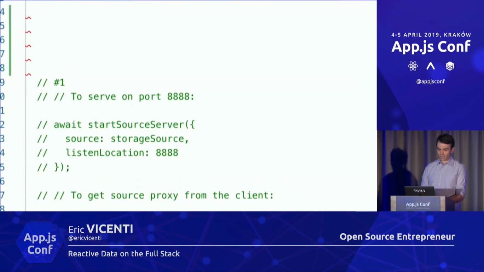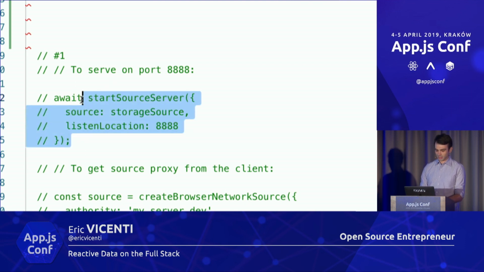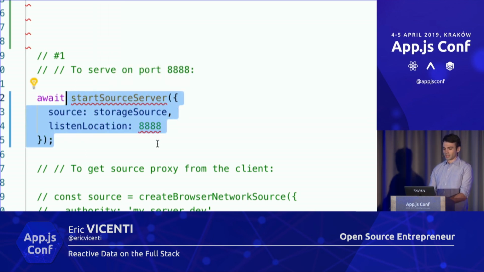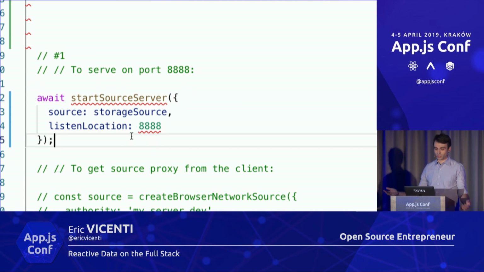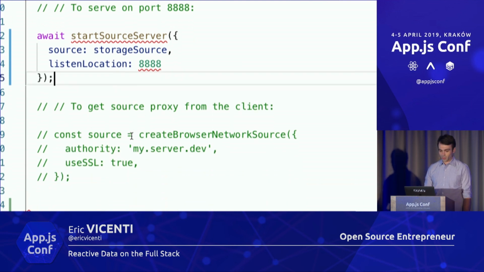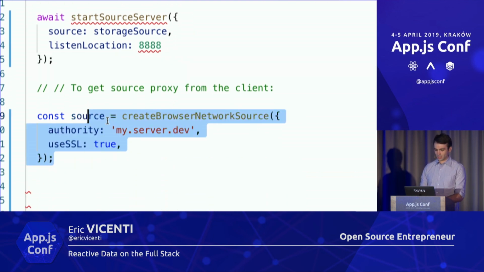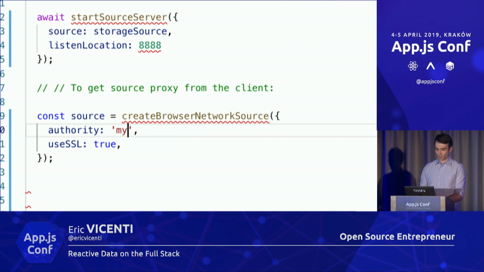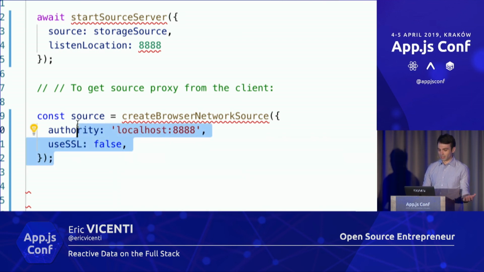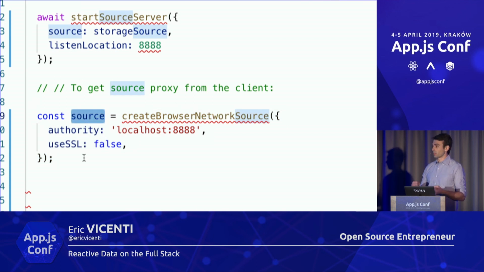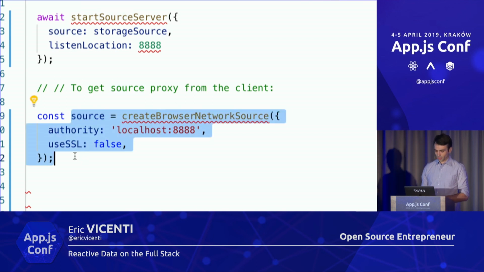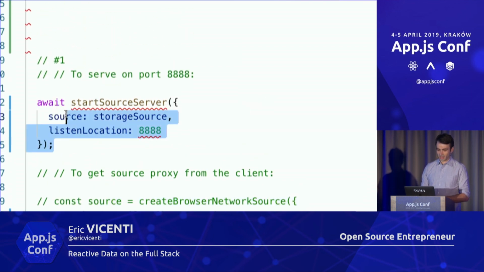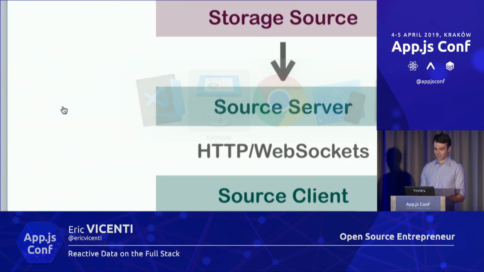Next up, we can go ahead and serve this over the network. This is kind of pseudocode. It's not really going to work right now, but this is what it would look like if we wanted to just serve this source on port 8888. From the client, if we wanted to consume that same source, it would be here. We say the authority is basically a poorly named host, localhost 8088. This is going to be how we want to access it. And use SSL during development would be false. Anyways, this is the client. And now we have a source that we can consume on the client that is really proxied to our server. Obviously this is in the same file, so it's not actually on the client, but we'll get there.